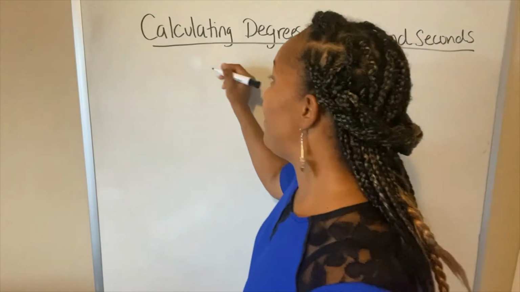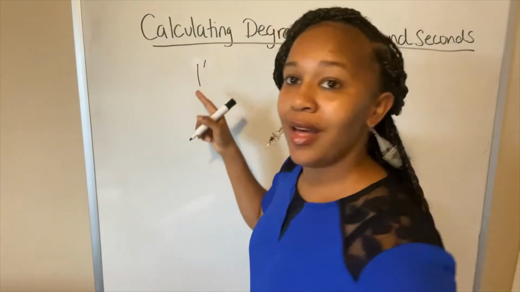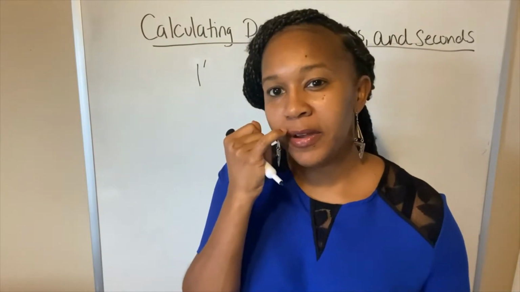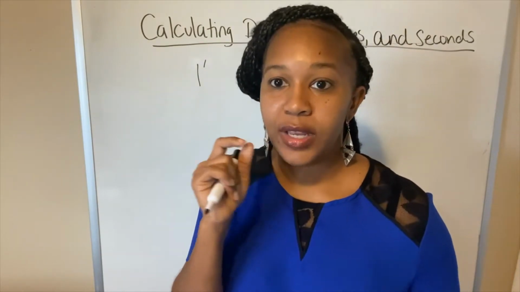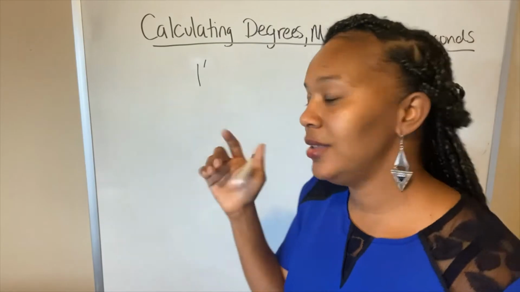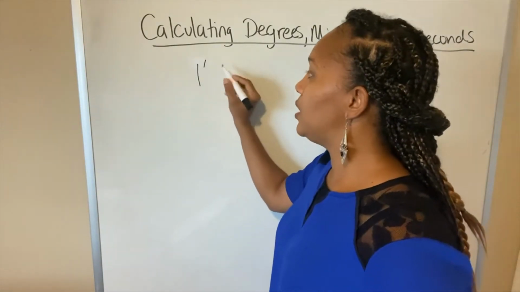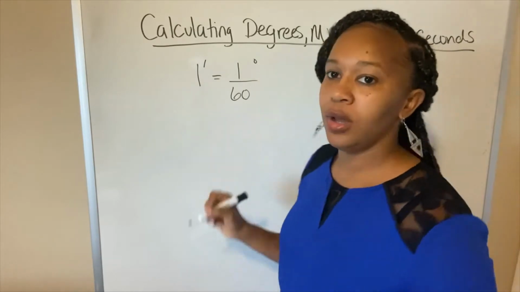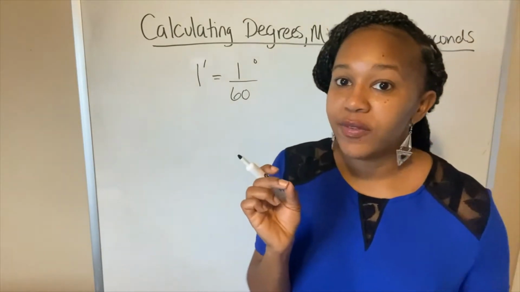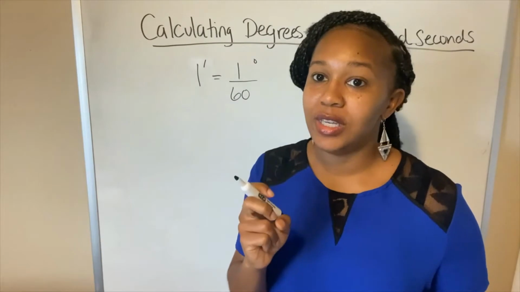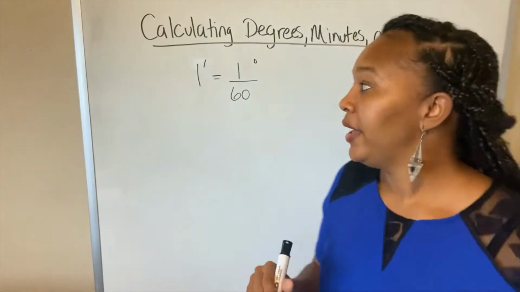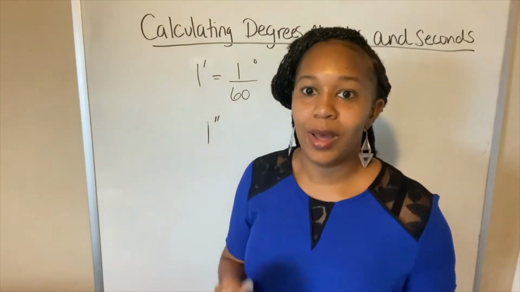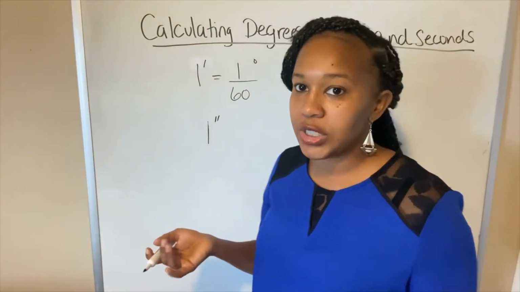So 1 minute, which we use this little line to represent, kind of makes you think of when we use measurements for feet and inches, the same type of lines. So 1 minute is denoted like this, and it's defined as 1/60th of a degree. Okay, so it's a fraction of a degree, and the fraction is 1/60th of a degree. Okay. And then we also have 1 second. For a second, we use 2 lines, so kind of similar to what we use for inches.